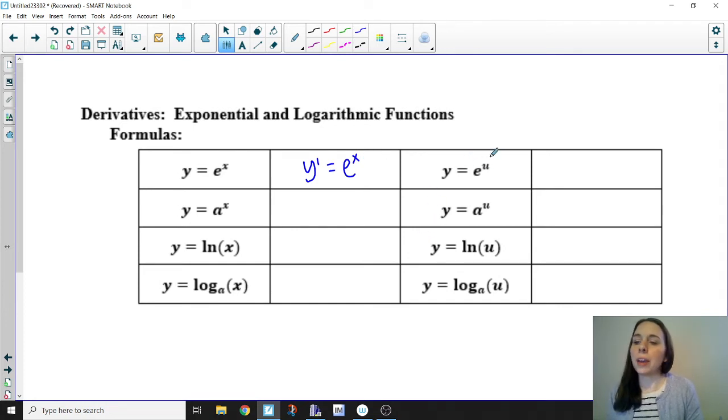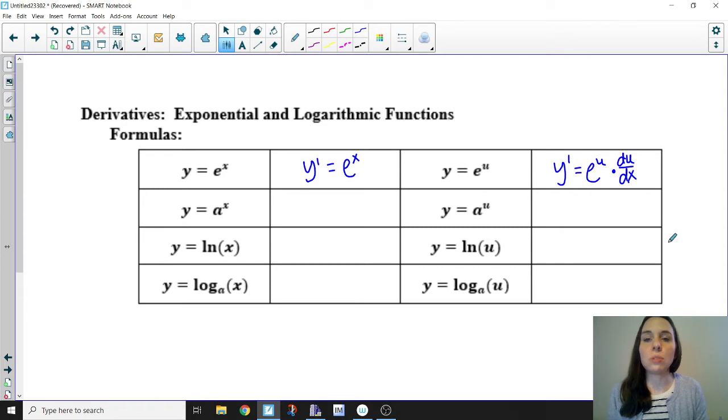Please keep in mind that if you have something other than just a plain x, you would say that the derivative is itself. So y equals e to the u, y prime is also e to the u, but we cannot forget about chain rule. Let me be clear, we cannot forget about chain rule. Kind of sounded like I was saying we can. We can't. So we have to multiply by the derivative of u with respect to x. So we'll just throw in a times du over dx there. Oh my gosh, that's exciting.